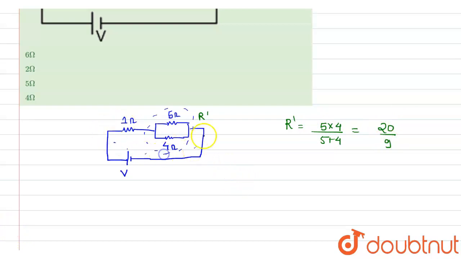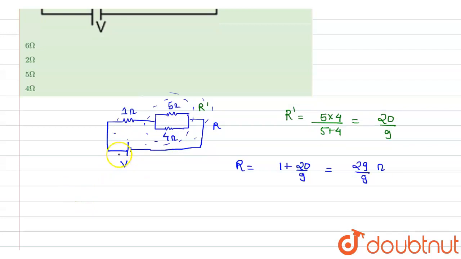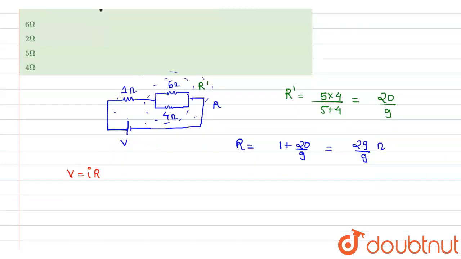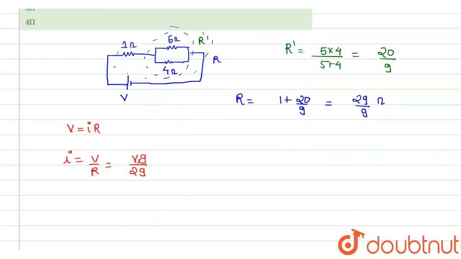So our complete R, suppose this is our R. So our R will be 1 plus 20 by 9, so it will be 9 plus 20, which is 29 by 9 ohms. And the voltage source has voltage V. So from Ohm's law we can find the current. We know that V is equal to IR, so I will be equal to V by R. V is V and R is 29 by 9, so I is 9V by 29. This is the current through the circuit.